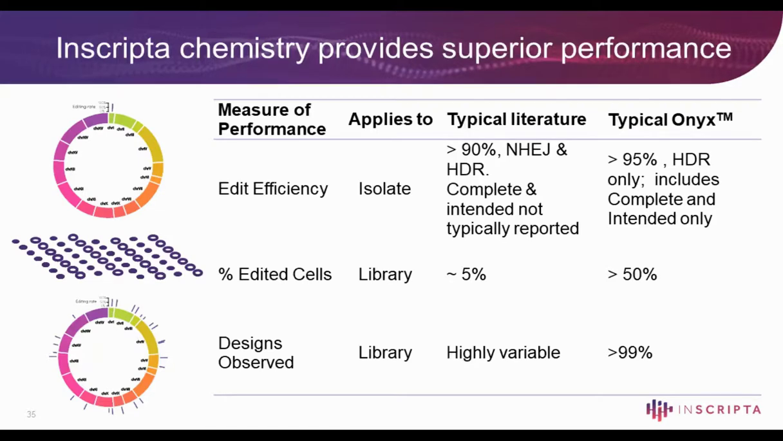If you have 50% of your cells in the library with complete and intended edit and a 99% design represented in a library of 10,000 designs, we can, per 1 million output cells, expect to find 500,000 cells in the population with a complete and intended edit. Of those 500,000 cells, we will find 9,900 editing designs at least once.